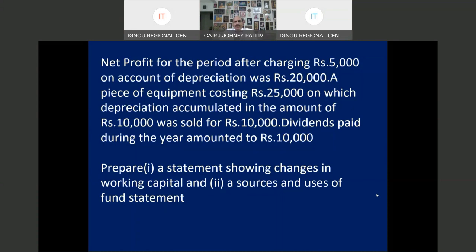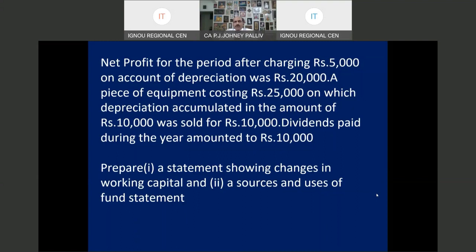Now, having said this, they said a piece of equipment costing rupees 25,000 on which depreciation accumulated in the amount of rupees 10,000 was sold for rupees 10,000. What does it mean? A piece of equipment, maybe plant and machinery, which original cost is 25,000 and the accumulated depreciation is 10,000. That means the original cost is 25,000 minus depreciation up to the date of sale is 10,000. Therefore, the net value after depreciation, that is written down value or diminishing value.